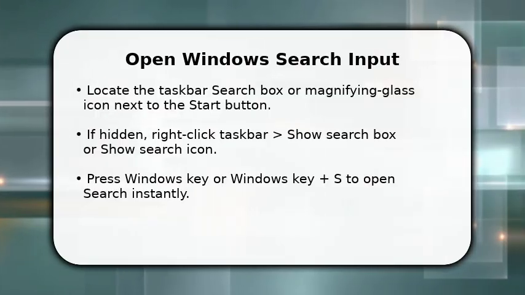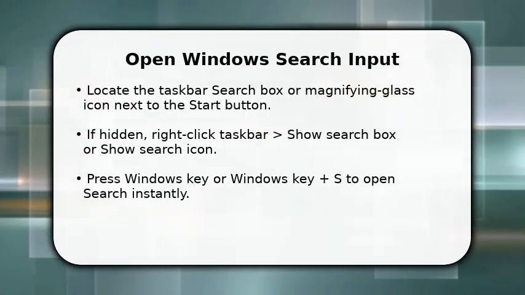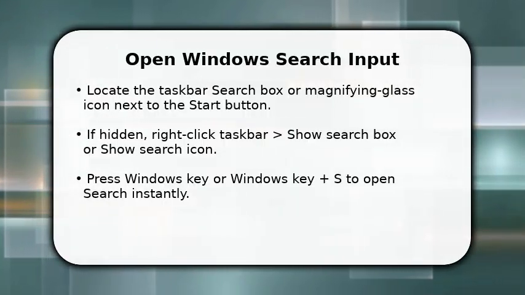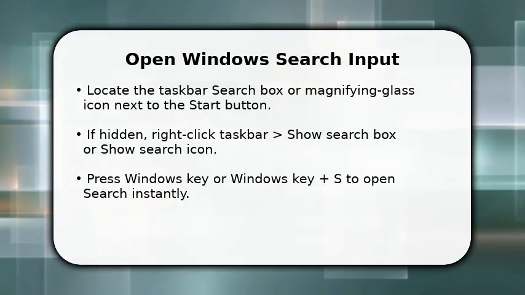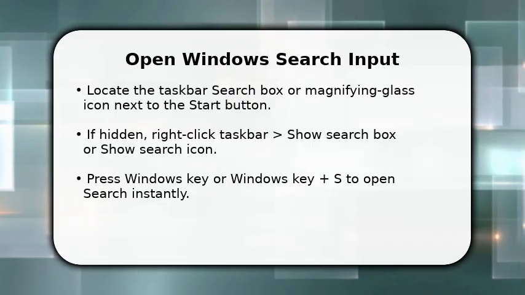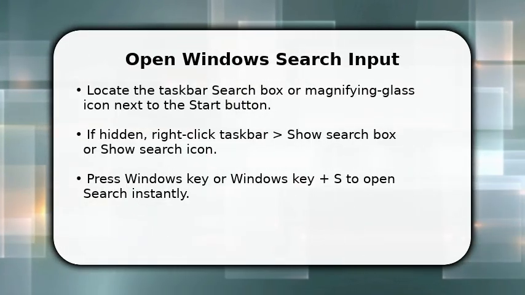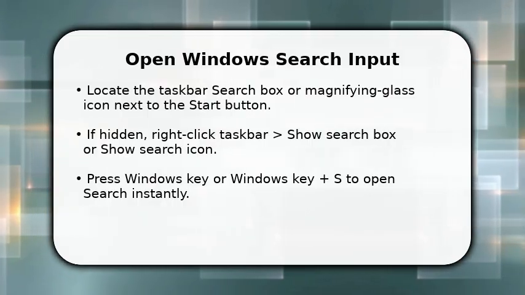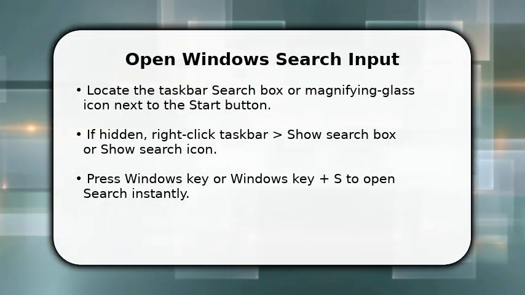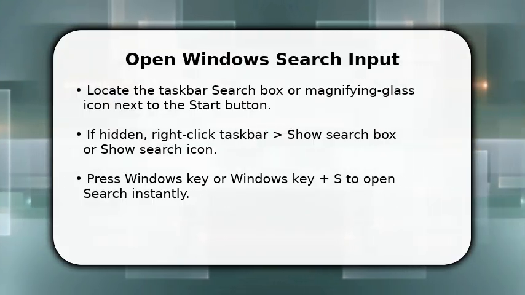You start by opening the Windows search interface so you can find the engine you need. Click the visible search box or the magnifying glass at the taskbar. Once done, type a query. If you don't see the box, right-click the taskbar and enable Show Search Box or Show Search icon, and then press the Windows key or Windows key plus S to call search directly. This gets you into the search experience quickly, so you can inspect results and where they're coming from.